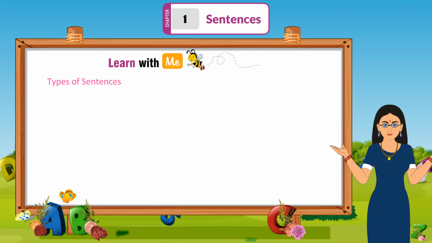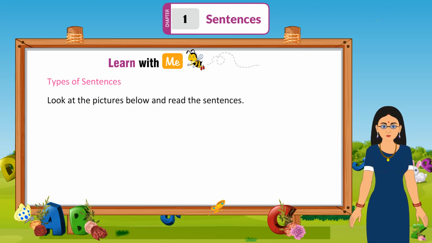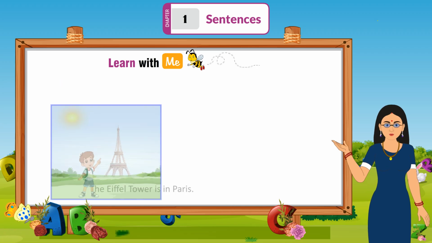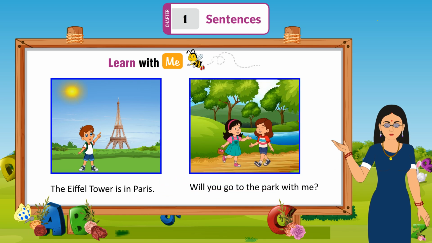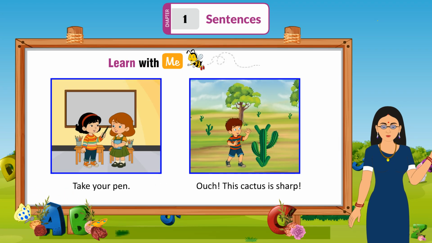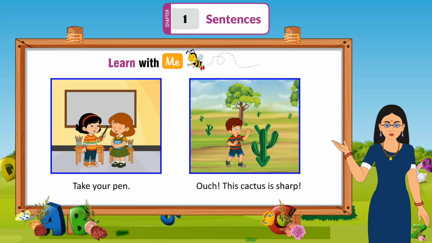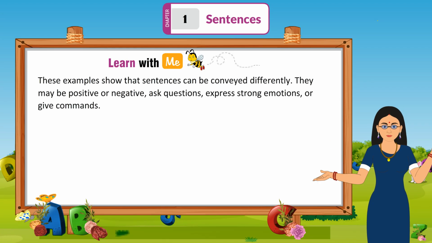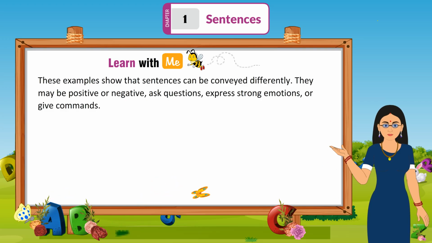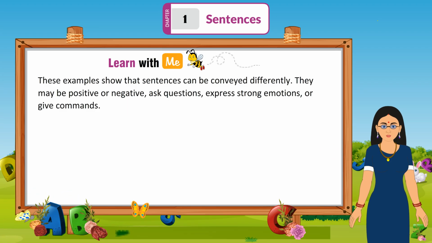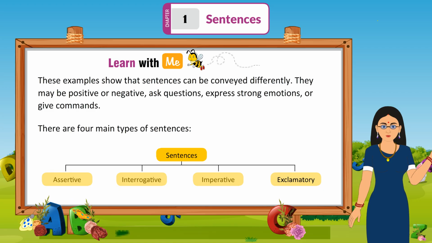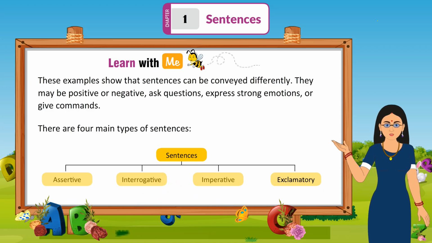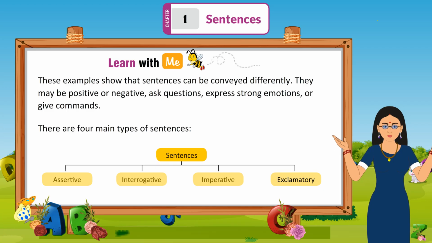Learn with me. Types of sentences. Look at the pictures below and read the sentences. The Eiffel Tower is in Paris. Will you go to the park with me? Take your pen. Ouch, this cactus is sharp. These examples show that sentences can be conveyed differently. They may be positive or negative, ask questions, express strong emotions, or give commands. These are the 4 main types of sentences. Sentences: assertive, interrogative, imperative, exclamatory.